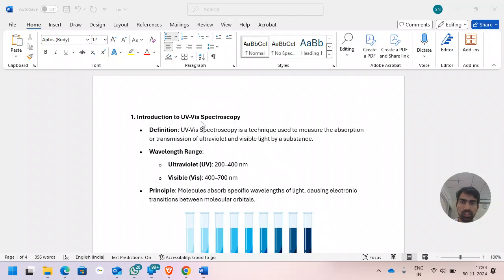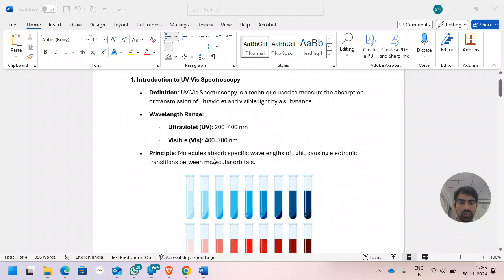Introduction to UV spectroscopy. UV spectroscopy is an analytical technique used to measure the absorption or transmission of UV and visible light. It is a spectroscopy machine, meaning it measures light, which may be ultraviolet and visible light. The wavelength range for UV is 200 to 400 nanometers and for visible is 400 to 700.